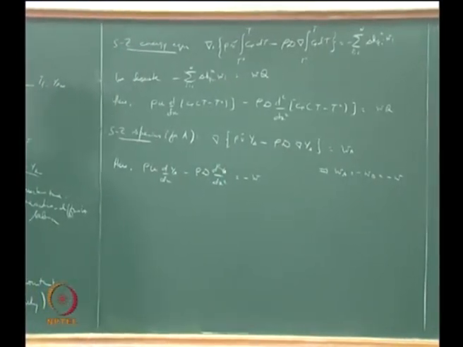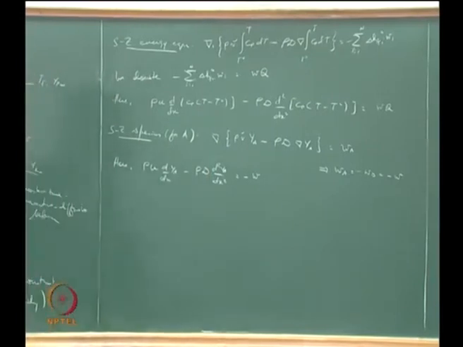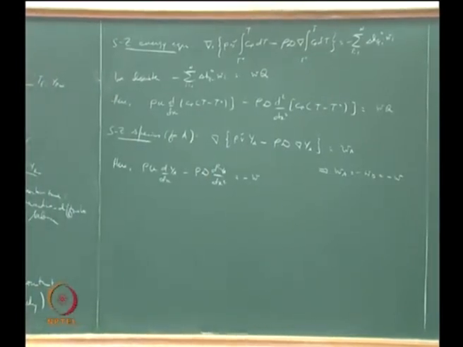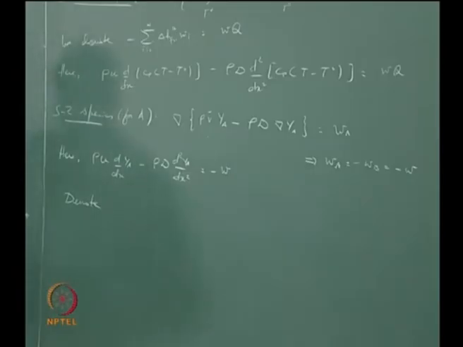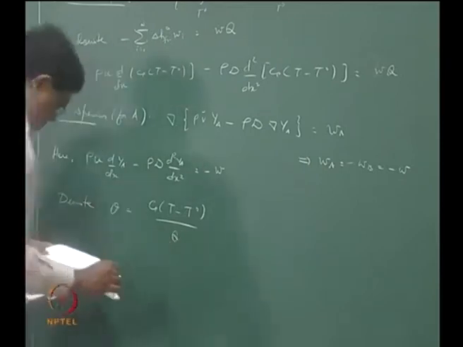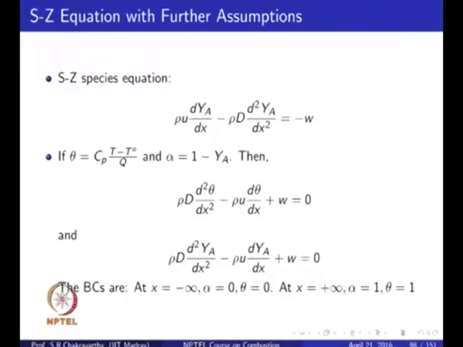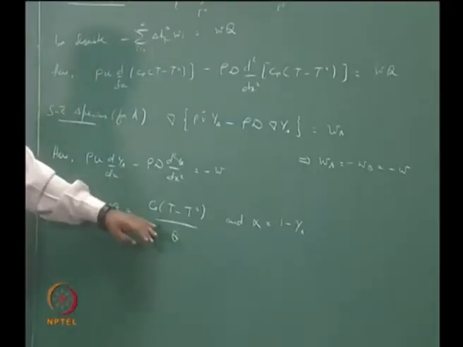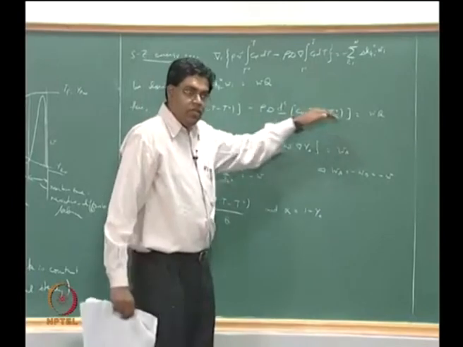Now we want to see if these two equations are looking alike in some way, and this is what we also tried to do when we did the Schwab-Zeldovich formulation. So here, denote theta equal to Cp times T minus T naught, divided by Q, and alpha equals 1 minus Y_A. This is pretty interesting actually, because this is kind of obvious. We want to get the Q down here, and we want to get the Q down here.